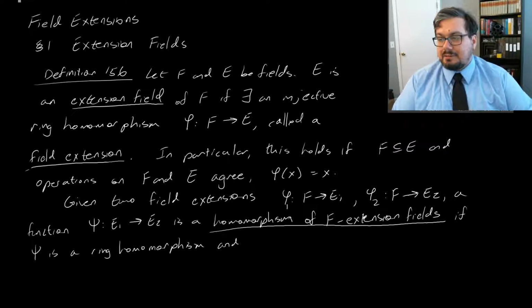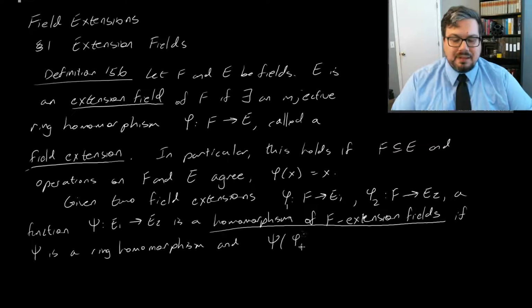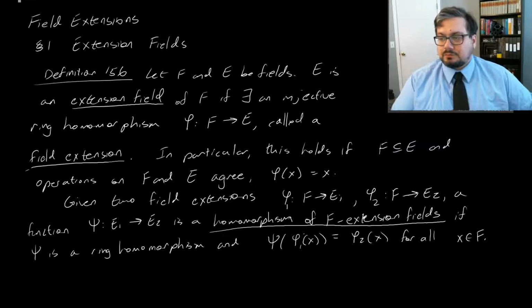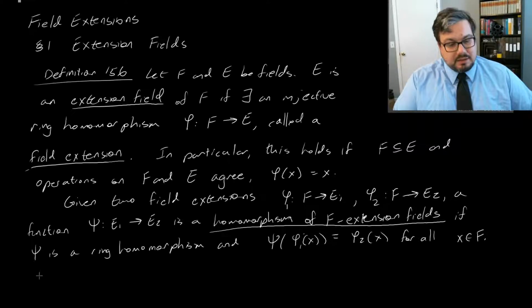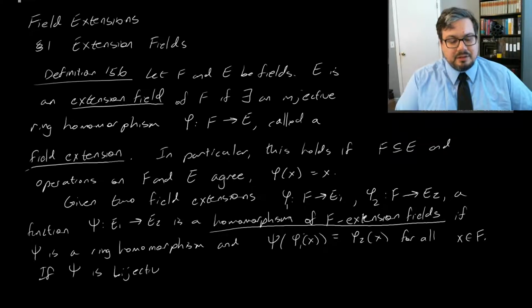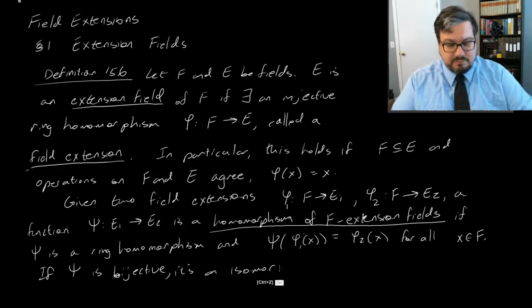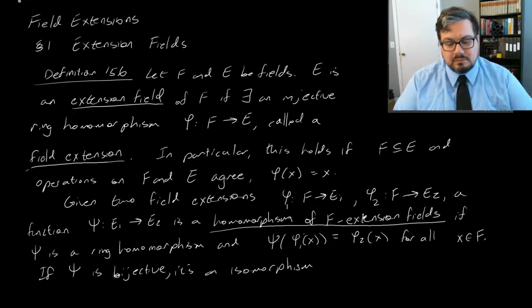And we have to have that psi of phi1 of x is equal to phi2 of x for all x in F. And then if psi is bijective, it's an isomorphism of F extension fields.